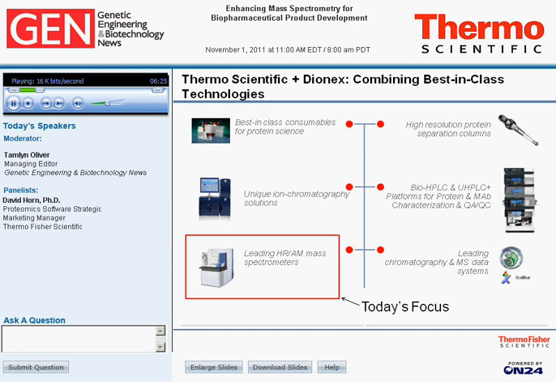And then finally, before we get into today's focus, we also sell quite a few reagents for protein science, so we have a lot to choose from. But today's focus will be on the mass spectrometers.